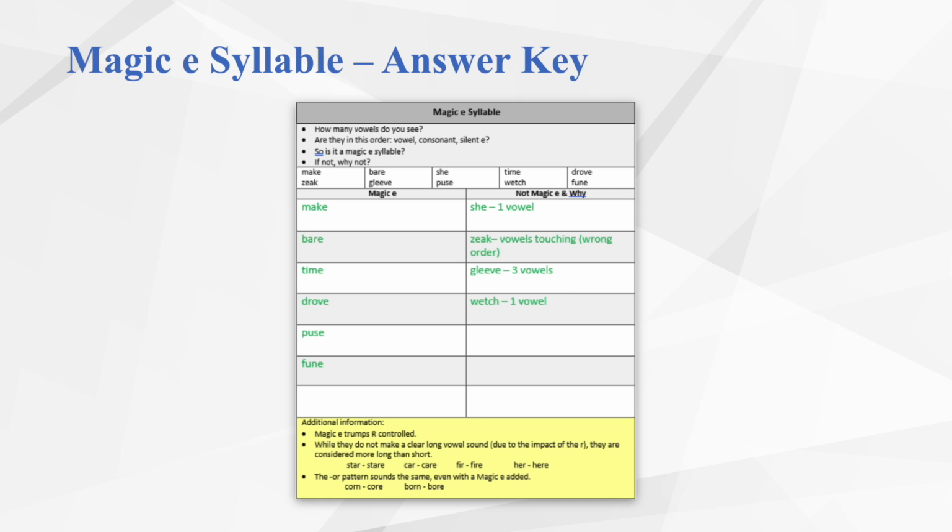In the not magic E column, S-H-E contains one vowel. Z-E-A-K has two vowels, however, they are touching and not in the correct order. G-L-E-E-V-E contains three vowels. And then W-E-T-C-H has only one vowel, so it is not a magic E.